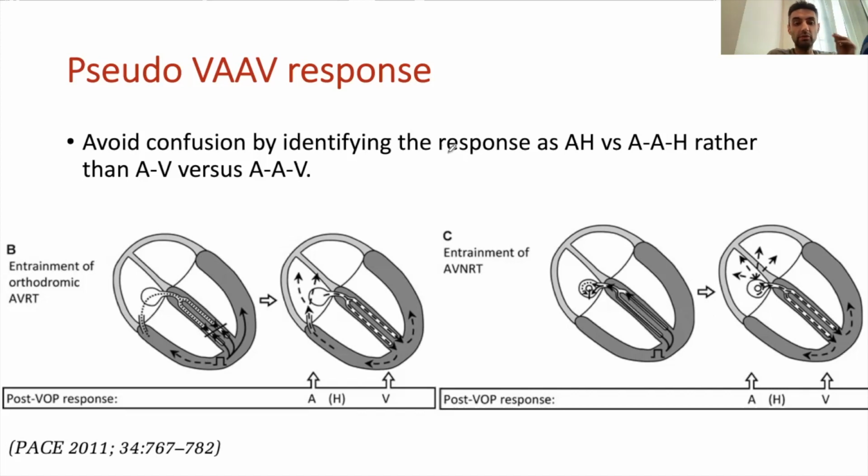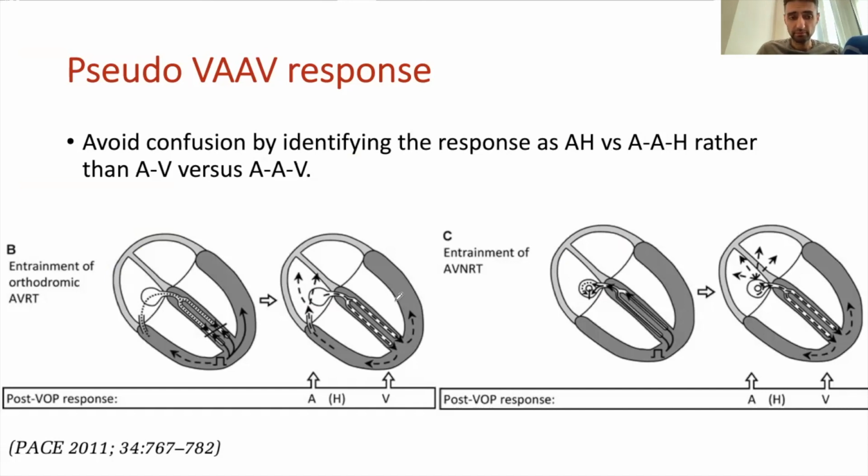So let's just really briefly cover the VAV or pseudo VAAV response. You want to avoid confusion by identifying the last A. One more thing that you can look at, if you have a nice His signal, is the His signal. If the response was AH rather than AAH, then if you see AH, this is as if it's a VAV response. If you see AAH, it's as if it's a VAAV response.